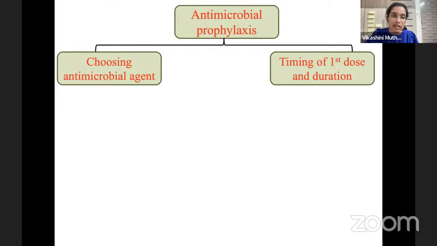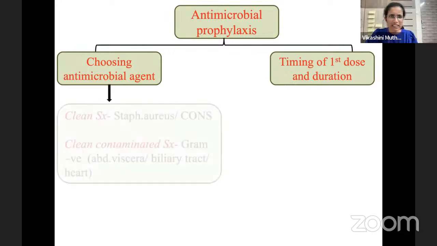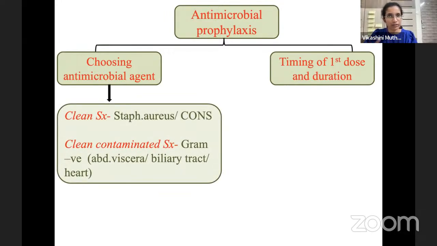So how will you choose the antimicrobial agent? Very simple. In a clean surgery, there is no threat posed by any microbes except the skin microflora, like Staph aureus or coagulase negative staphylococci. For a clean contaminated surgery, which is class 2, where you operate with controlled spillage of contents like abdominal contents or any hollow viscus, you just have to give antibiotics which cover gram-negative organisms. That's it. In these two conditions, mostly they don't need continuation of the antibiotic.